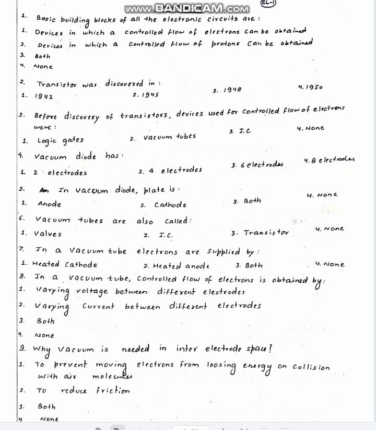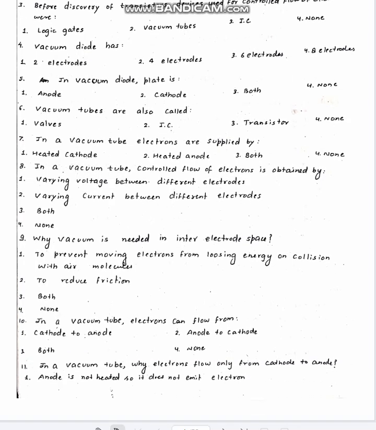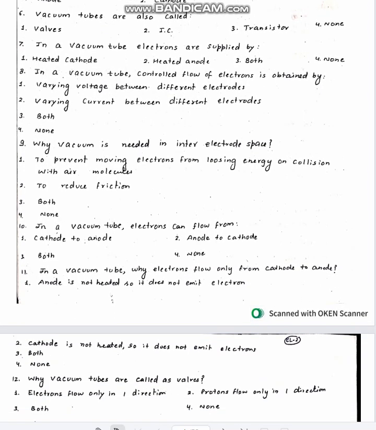Let's discuss NCERT questions. This is chapter 14 of class 12, which is semiconductor devices. So, let's begin with the questions. The questions are about the basic building blocks of elements, and about transistors, then about various devices used to control flow of electrons, vacuum tubes, vacuum diodes.